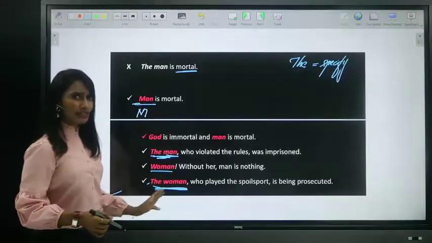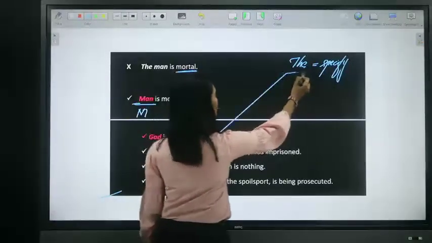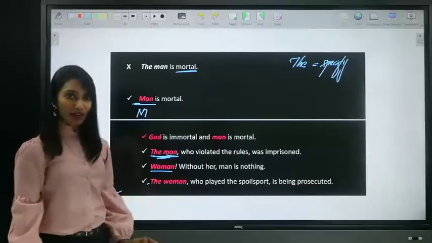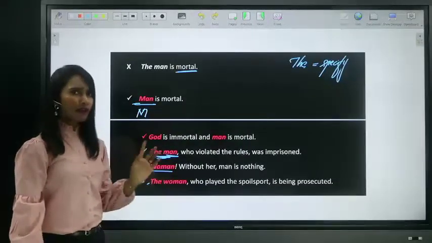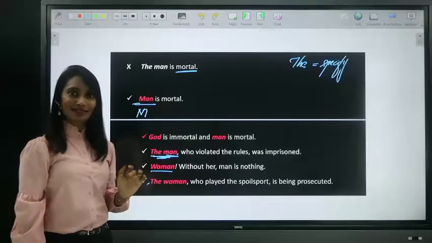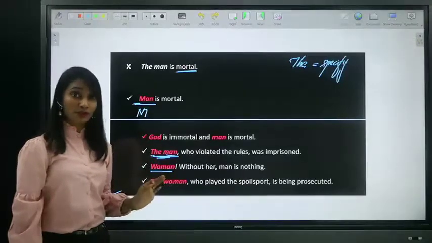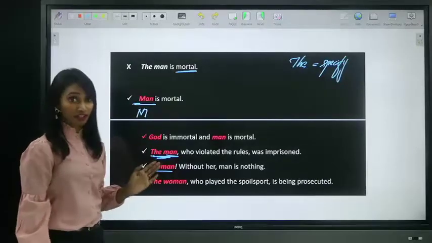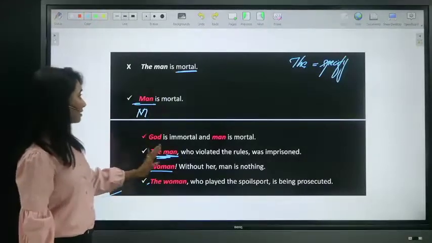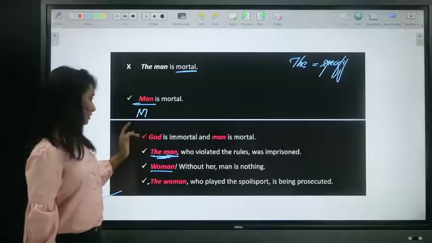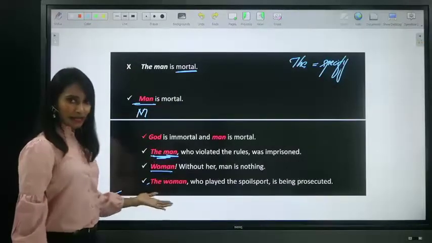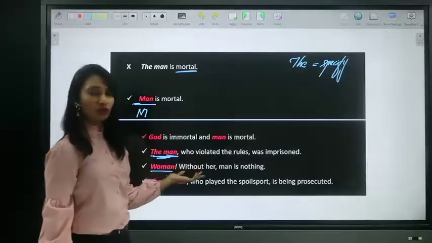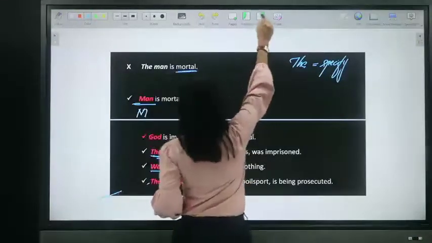So did you understand that? By using the definite article "the," we are specifying, particularizing, only then you use it. When you are talking in a general sense, you're not specifying a particular person or thing, do not use any article, especially no definite article. So I hope it is clear. The man and man, God, the man, women, and the women. So let's move on to the next sentence. If you have any doubt, please let me know through your comments.